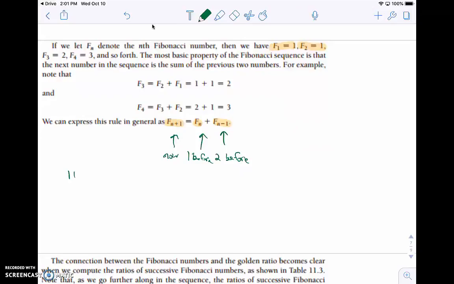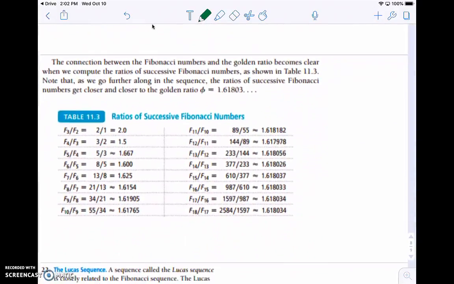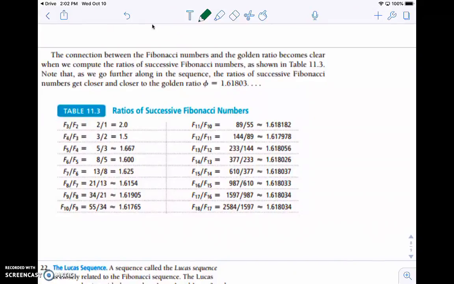So again, that's just 1 plus 1 equals 2. And then the next one is 1 plus 2 equals 3. And 2 plus 3 equals 5, and so forth. That's how that formula generates. Now there's a connection between the Fibonacci numbers and the golden ratio, and it becomes pretty clear when you compute the ratios of successive numbers. And as you take these ratios, they get closer and closer to the golden ratio. It's quite a unique setup here.